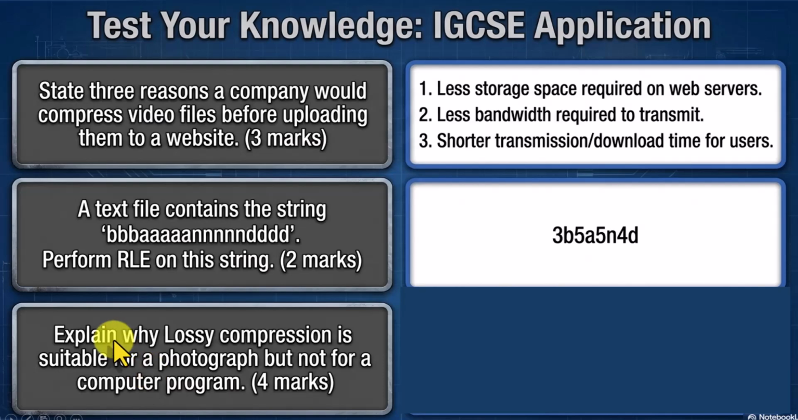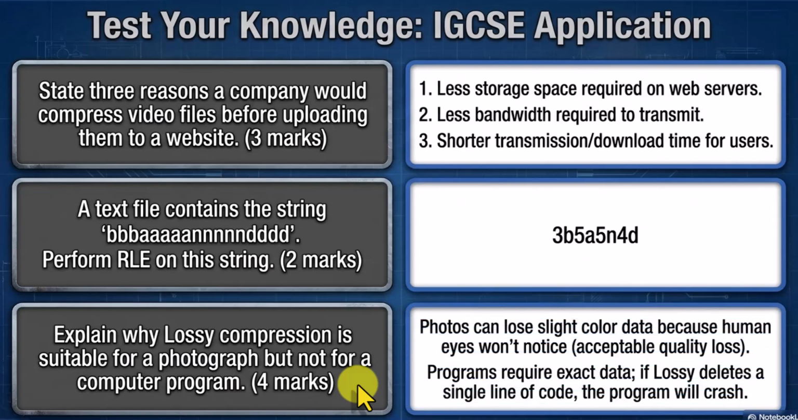And the next question: explain why lossy compression is suitable for a photograph but not for a computer program. 4 marks. Explain this. The reason is photos can lose slight color data because human eyes won't notice. So this is acceptable quality loss. But programs require exact data. If lossy deletes a single line of code, the program will crash. Not even a single line of code, if it deletes one bit or one word from that, the program won't work anymore.